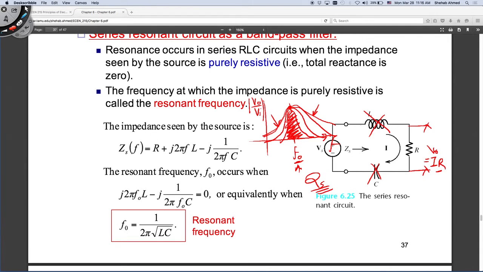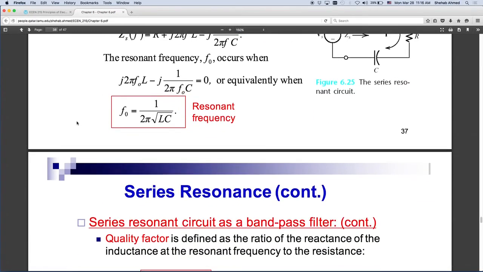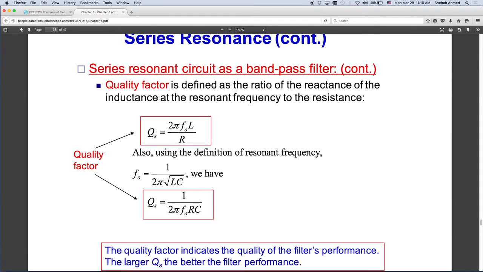And we define this quality factor as the ratio between the inductance in the circuit and the resistance in the circuit, defined in the next slide. It's defined as the ratio of the reactance of the inductance at the resonance frequency to the resistance of the circuit. Why is the value of the inductance such an important measure?